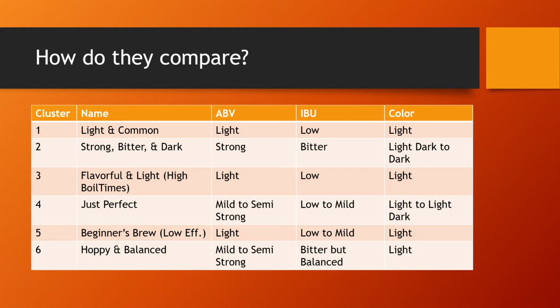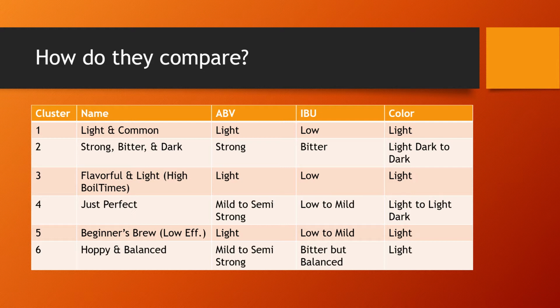How do they compare? Light and common, cluster number 1, in terms of alcohol by volume, it's light. Bitterness, it's low. Color is light. Cluster number 2, strong, bitter, and dark, is strong, bitter, and dark. Cluster number 3 is the exact same thing as cluster number 1, with the exception of the high boil times and perhaps more flavorful. Cluster number 4 is just perfect. It just happens to land in the Goldilocks zone, mild to semi-strong in terms of alcohol, low to mild in terms of bitterness, light to dark in terms of color.